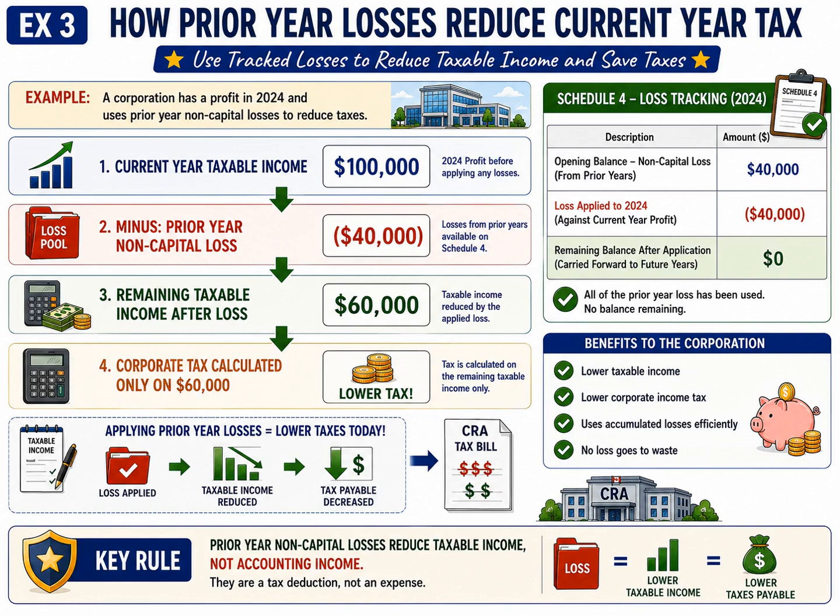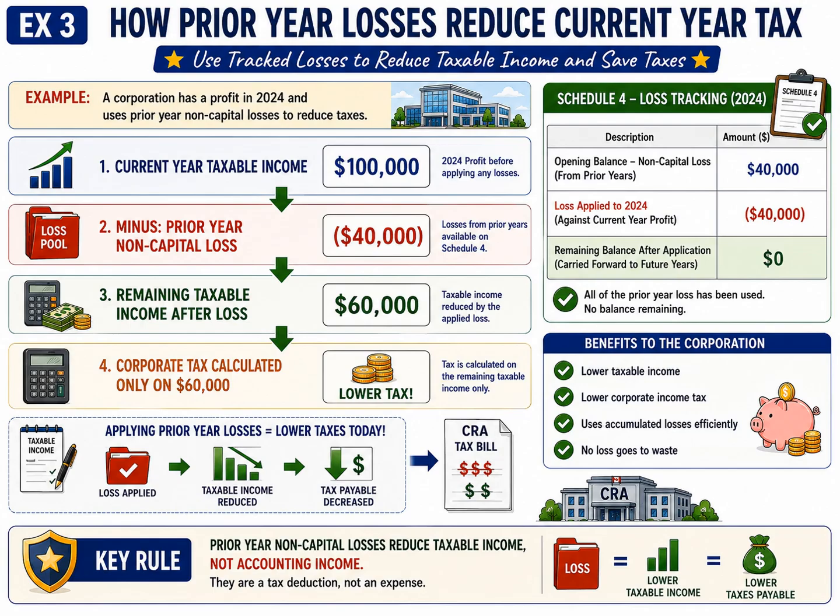Notice what has happened. The business still earned $100,000 of accounting profit. Nothing has changed in the financial statements. What has changed is the amount of income that is subject to tax. Instead of paying corporate income tax on $100,000, the corporation now pays tax only on $60,000. This distinction is extremely important. Prior year non-capital losses reduce taxable income, not accounting income. They are tax deductions available under the Income Tax Act, not adjustments to the corporation's financial performance.